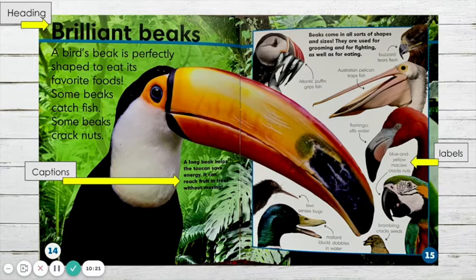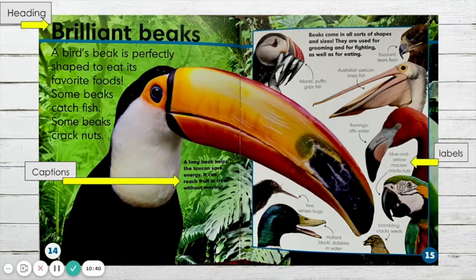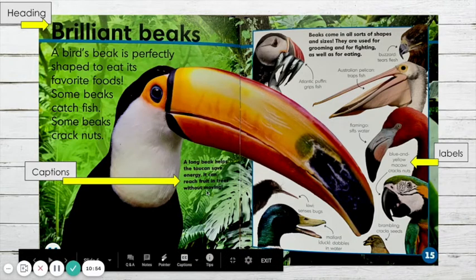And the labels are including the name of the bird, like a kiwi bird, and it tells us what the beak can do. The kiwi's beak can sense bugs. The Atlantic puffin's beak can grip fish. Interesting. The labels are really helpful. They're telling us more information about those pictures, aren't they? Just like the captions do. The captions are giving us more information too.